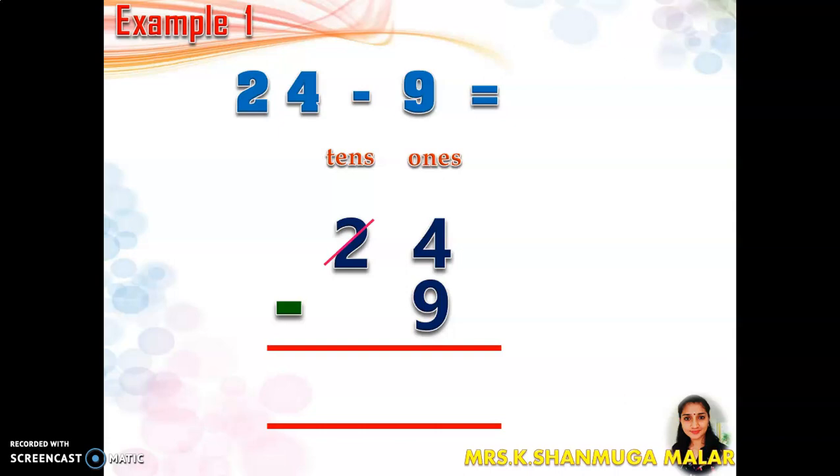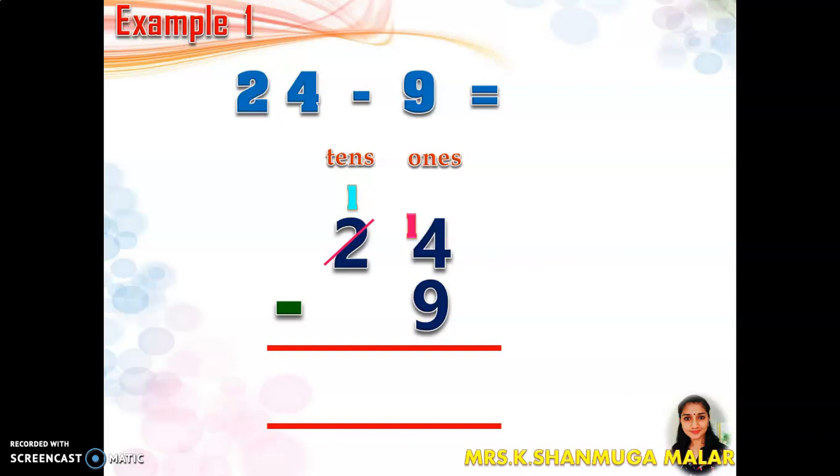In the tens, we have 2. So, before 2 is 1. The 2 will lend 1 to the 4. So, now this is 14. Students, we don't have 14 fingers. So, you may use any object or you may use your fingers to count from 9.